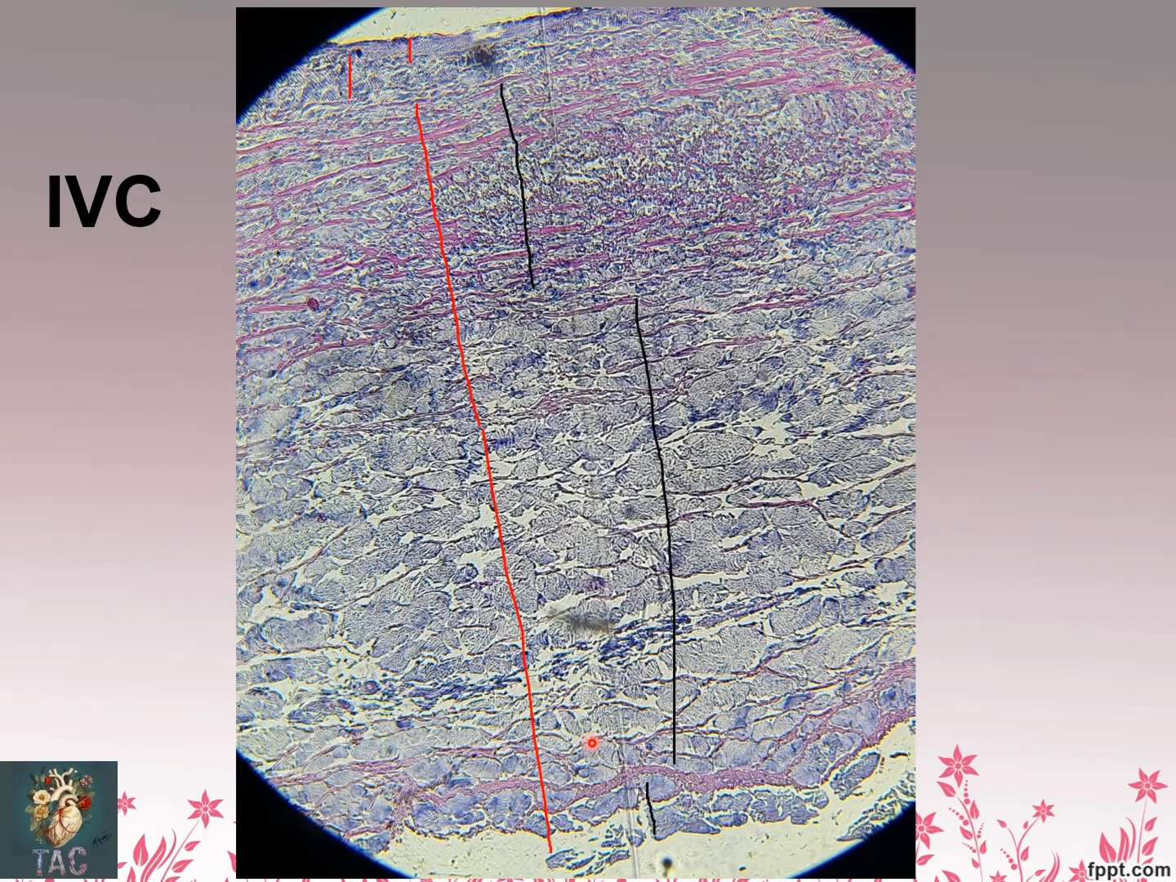So this is a beautiful slide of the inferior vena cava, but you have to write large vein because you do not know whether it is inferior vena cava or superior vena cava, or it may be portal vein. So in the OSPE you have to write the larger vein.